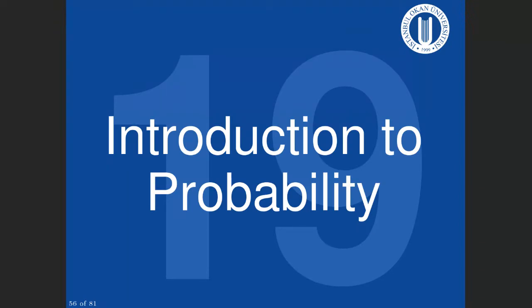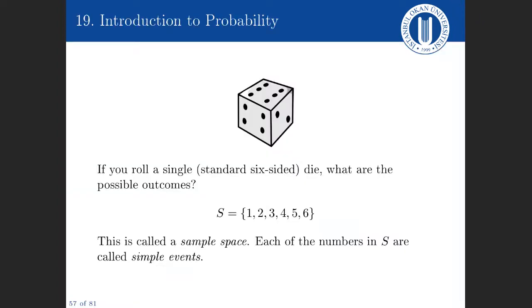Our final chapter for today is an introduction to probability. Next week's lesson will be all about probability. This week we're just going to do an introduction. Let's suppose we have a single die which we roll. What are the possible outcomes of rolling a single die? What are the numbers that we could get on top of the die? We can get a 1, a 2, a 3, a 4, a 5, or a 6.